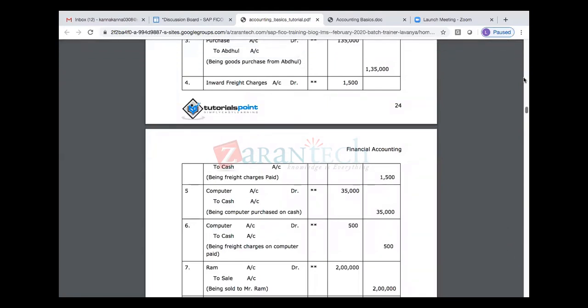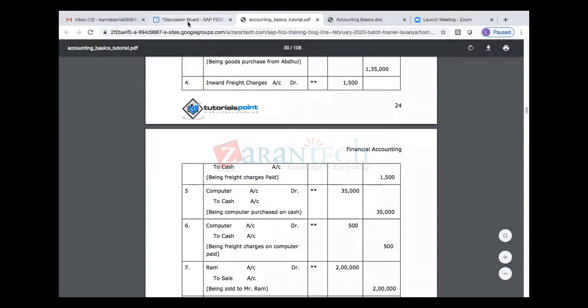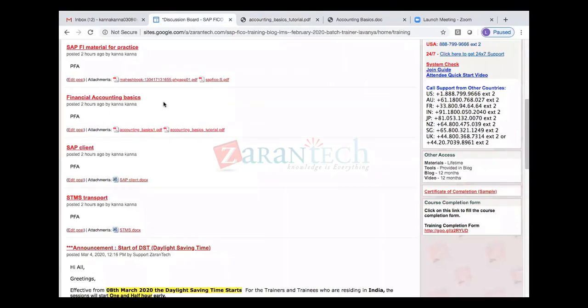Lavanya, Jaykumar here. Please tell me. Have we uploaded this PDF in our material? I did not know. From there only I opened it. That's right.